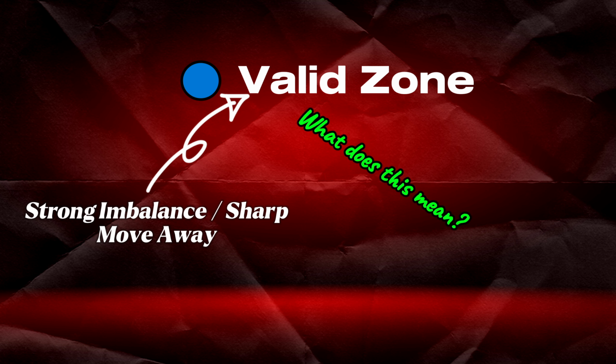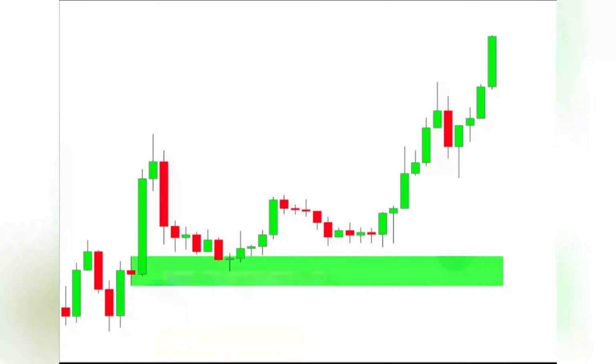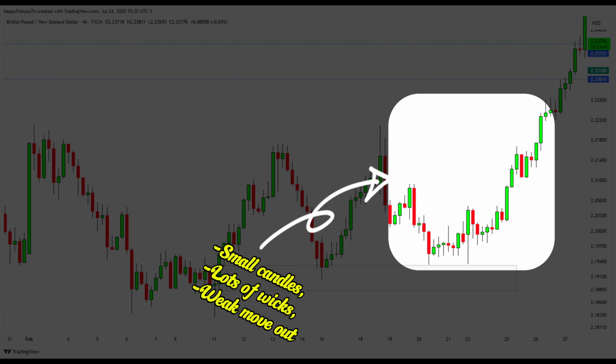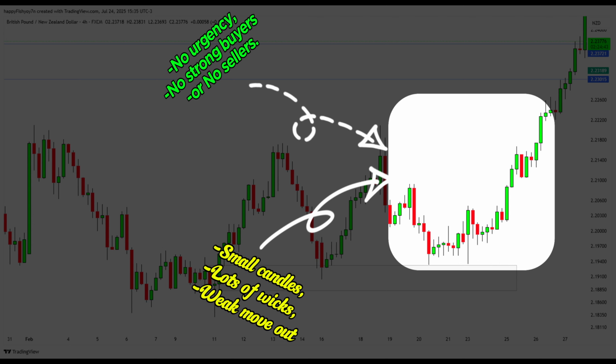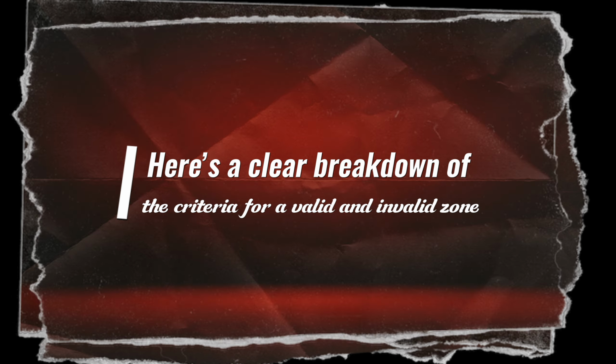What does this mean? Price should leave the zone quickly and decisively, large candles with an impulsive move, minimal wicks. So here we have an aggressive upwards move with a nice momentum candle, so we follow the steps I told you before and make our supply zone next. You do not want to see small candles, lots of wicks, a weak move out just like this. This has no urgency, no strong buyers or sellers. So that's the first way that you can use to identify your supply and demand zones.